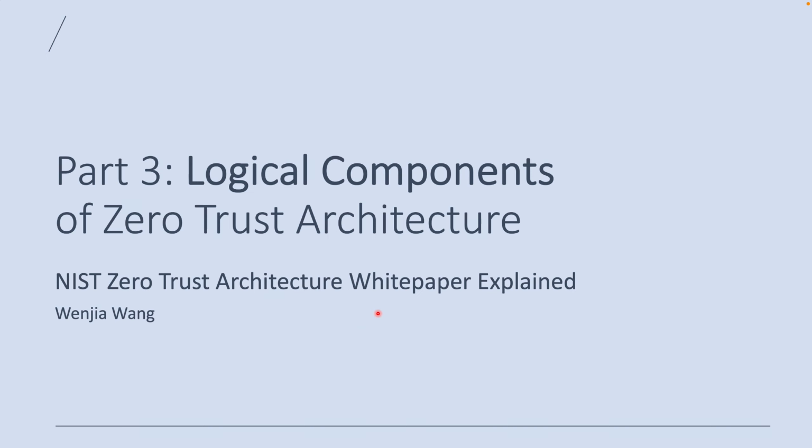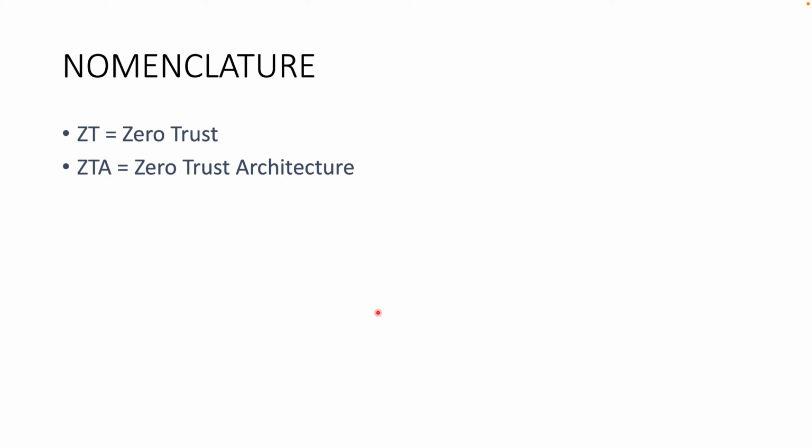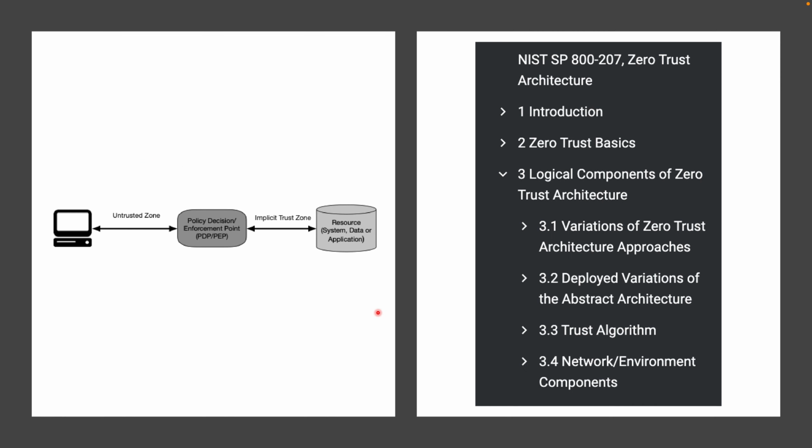Hey guys, in this video, we'll talk about part 3 of the NIST Zero Trust Architecture white paper, logical components of Zero Trust Architecture. Like last video, I'll use ZT and ZTA as abbreviations of Zero Trust and Zero Trust Architecture.